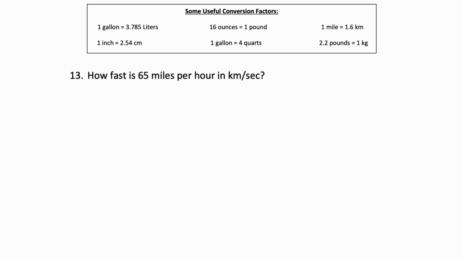All right, how fast is 65 miles per hour in kilometers per second? All right, so I have miles per hour, and I want to go to kilometers per second. So we know how to get from hours to seconds at this point. We need to make sure we can get from miles to kilometers, which will be easy because we have this equality here that has both of them in there.